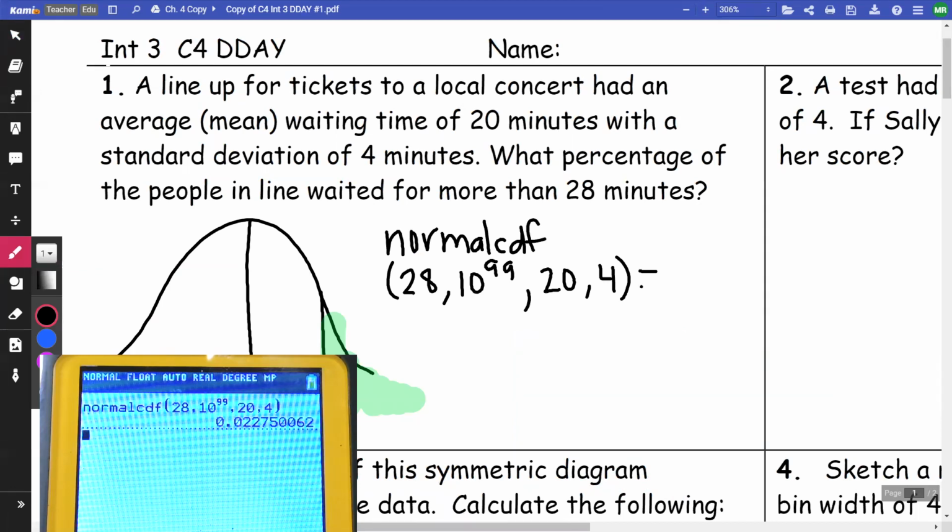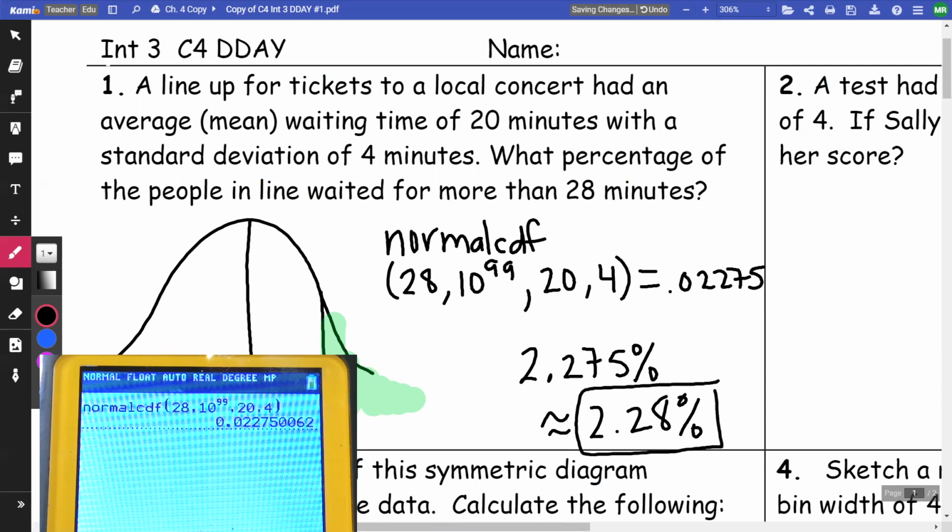So equals 0.02275. If I want the percent, I'm going to move my decimal 2 places, 2.275%, or about 2.28% if I'm going to give 4 numbers after the decimal in terms of my original answer.